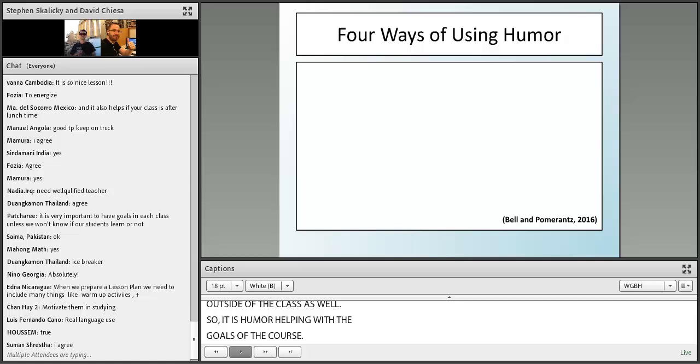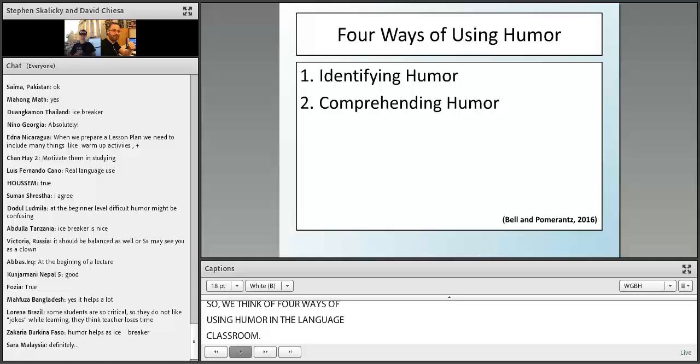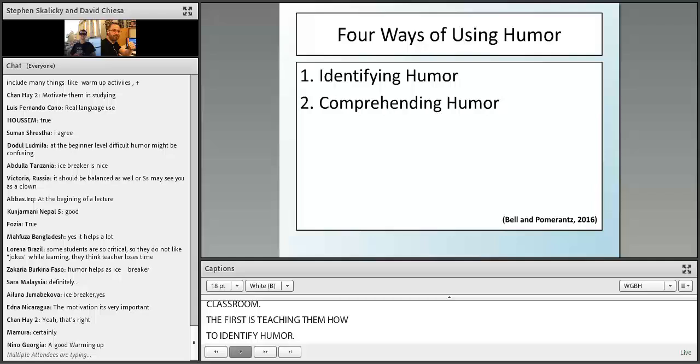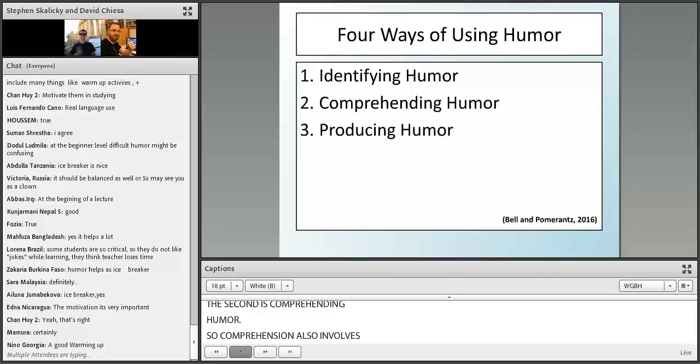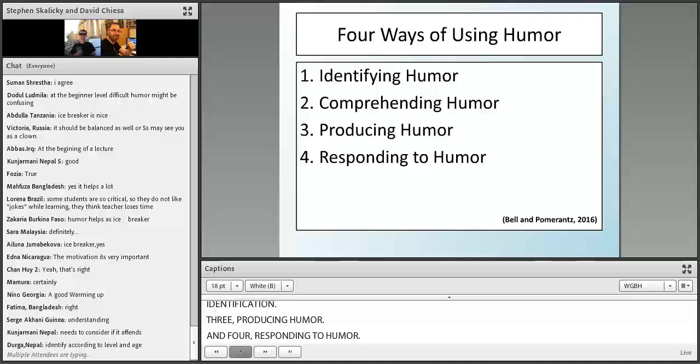And so we think of four ways of using humor in the language classroom. The first is teaching them how to identify humor. The second is comprehending humor. So comprehension also involves identification. Three, producing humor. And four, responding to humor. One, two, three, and four. Fourth is the highest level of using humor.